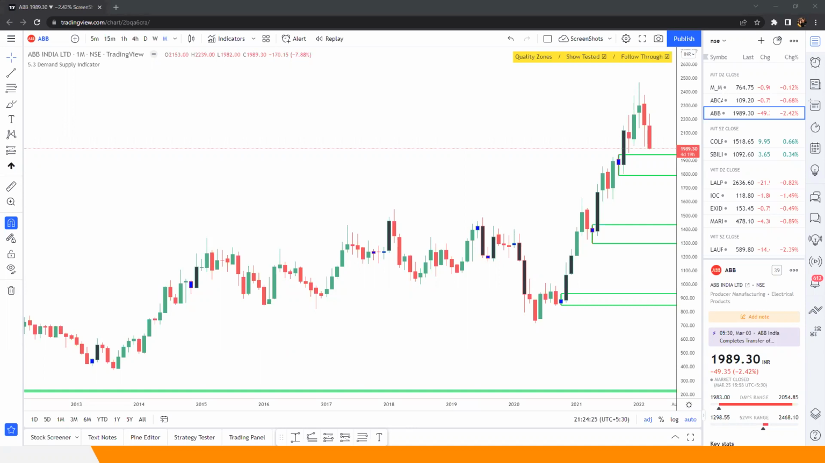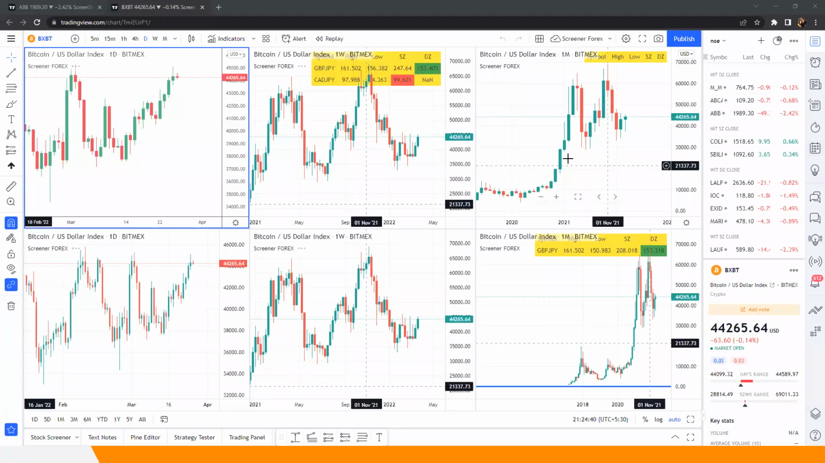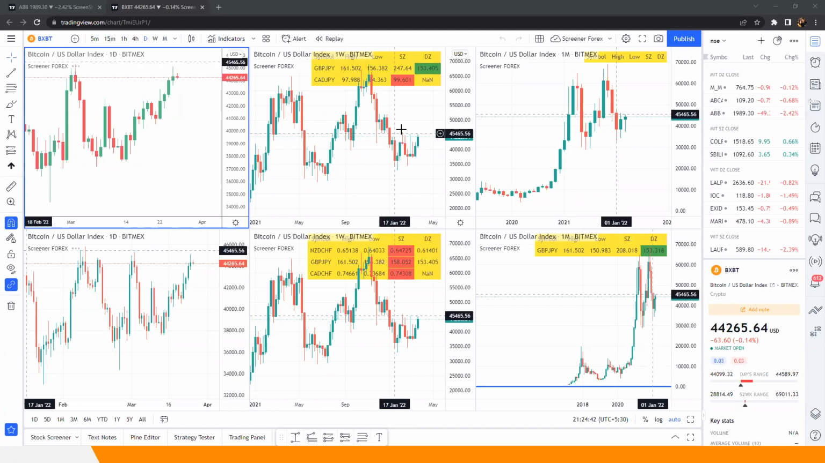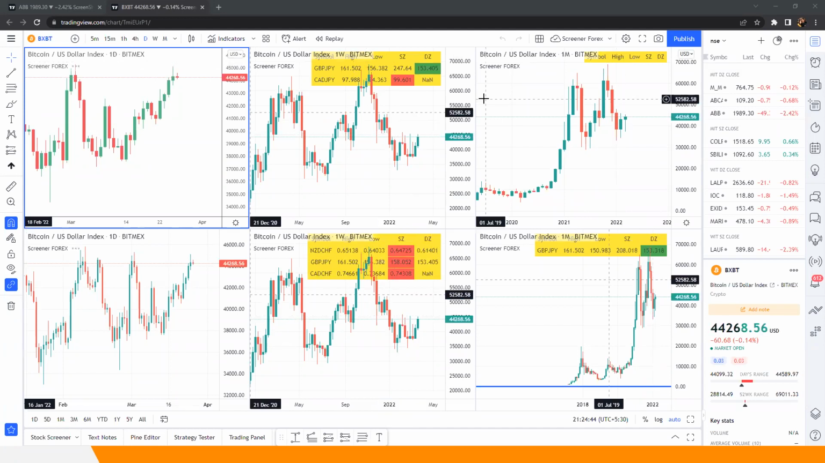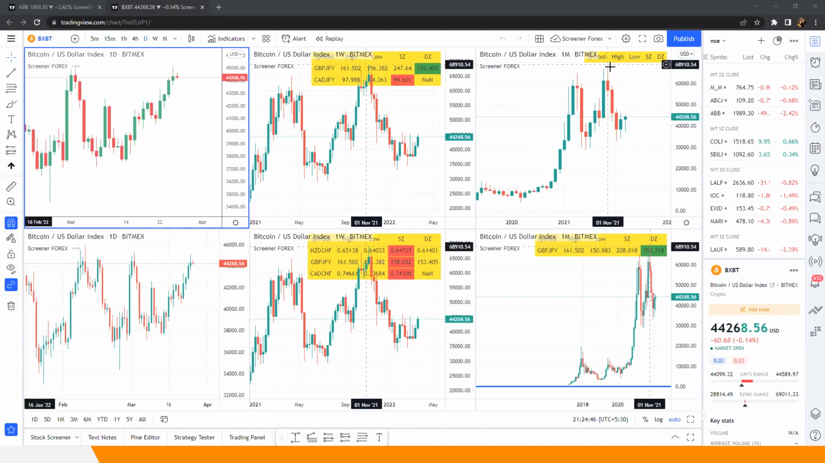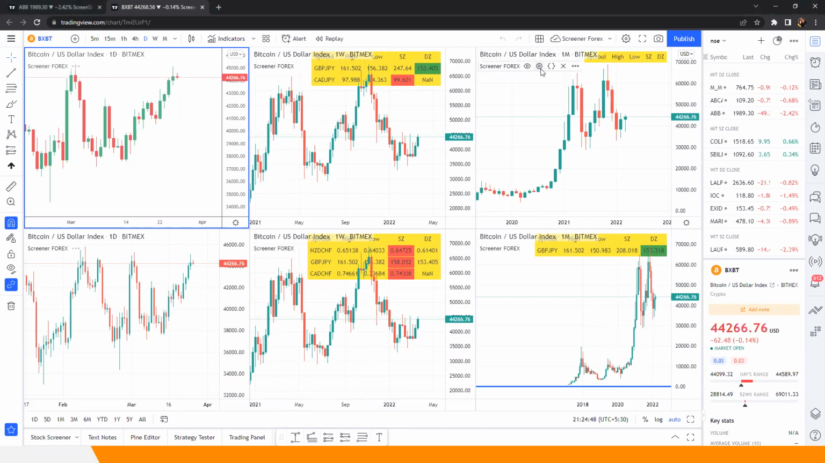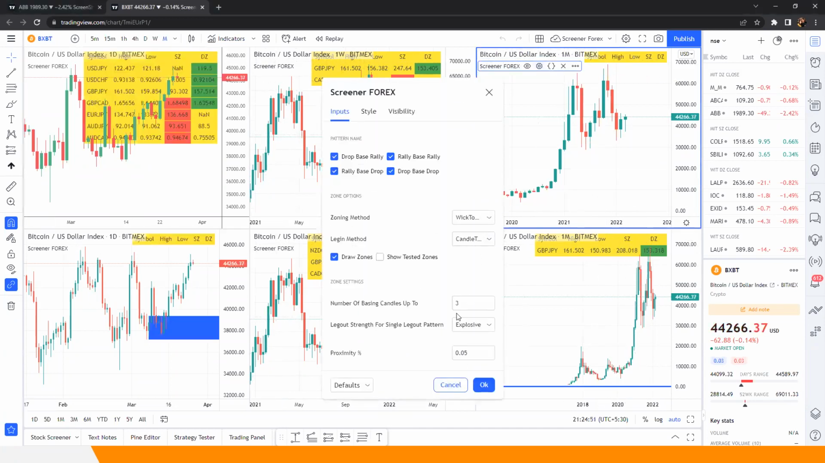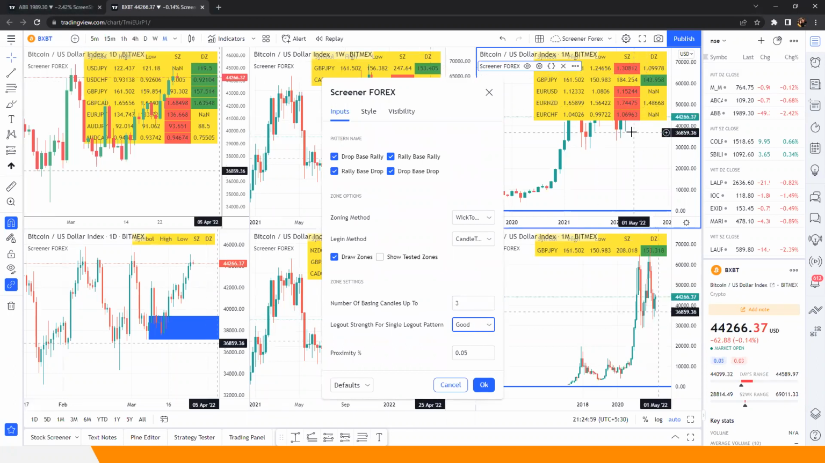Perfect. So yes, once you have that feature available to you, you will also be able to customize what kind of zones you want. For example, on the monthly, currently it is not showing me anything. Why? Because my settings are that I only want the number of candles in the basing to be 3, and I only want explosive moves. If I say I don't want explosive moves, now you can see it is giving me a bigger list.